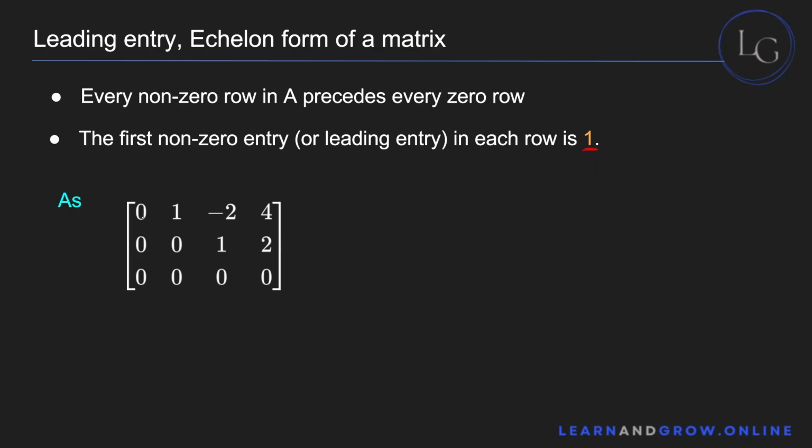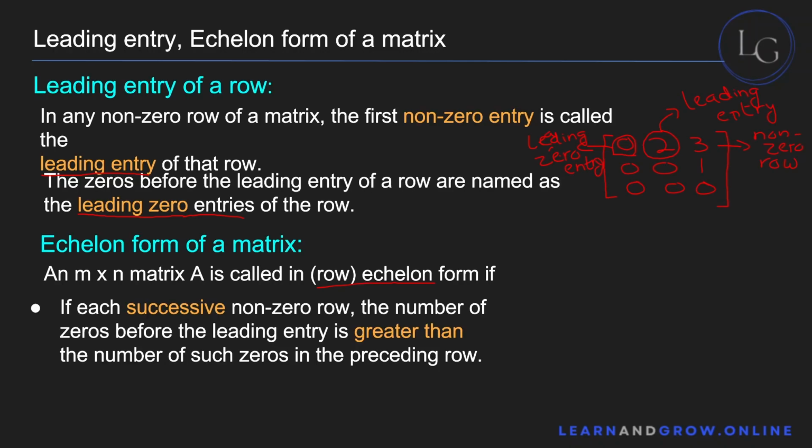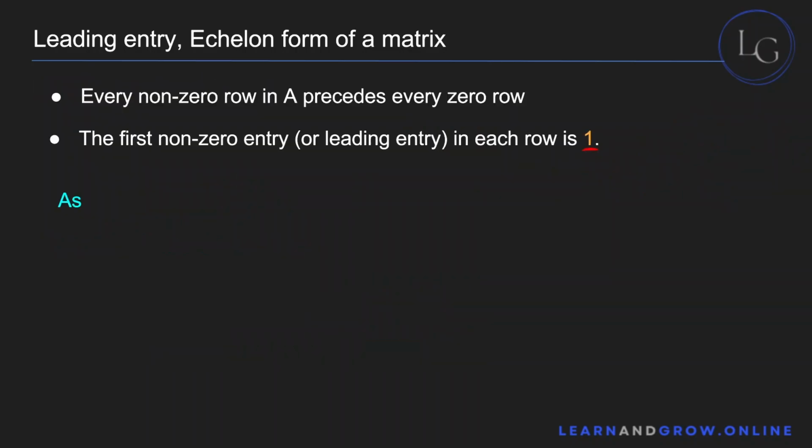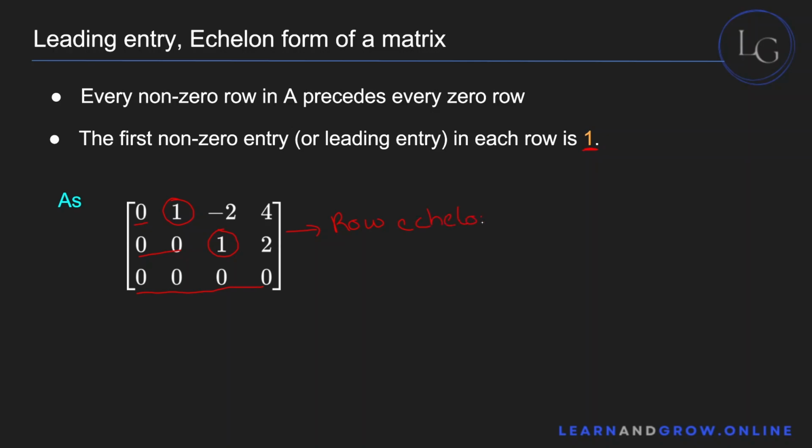Now, see this example here. You can see that the very first condition of the row echelon form was that for each successive non-zero row, the number of leading zeros must be greater. Now, see here. There is one leading zero entry here, there are two leading zero entries, and there are four leading zero entries here. So that is the first condition fulfilled. Now, every non-zero row in A precedes every zero row. The non-zero row is this last row here, and since it is at the end, this is the second condition fulfilled. And the last condition is that the first non-zero entry in each row is 1. This is the leading entry of this row, and it is 1, and this is the leading entry in this row, and it is 1 as well. And this is just a zero row, so we do not consider it. Hence, this is in row echelon form.